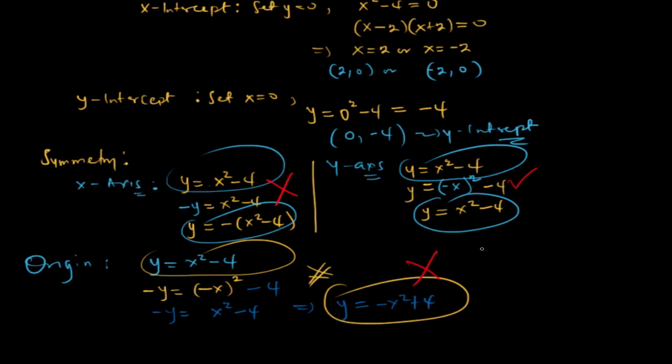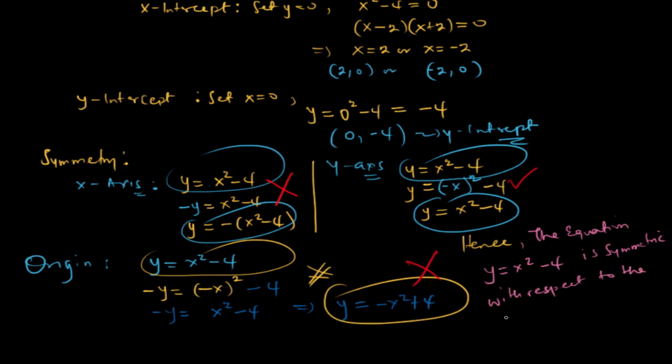So hence we may conclude that the equation y equals x squared minus 4, which is the original equation, is symmetric with respect to the y-axis, and that completes the problem.